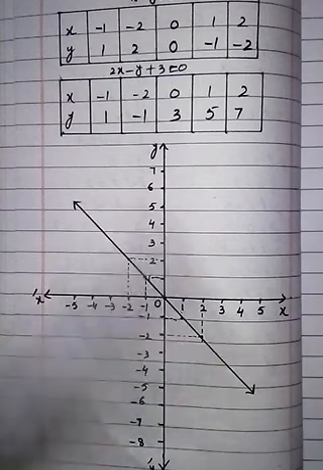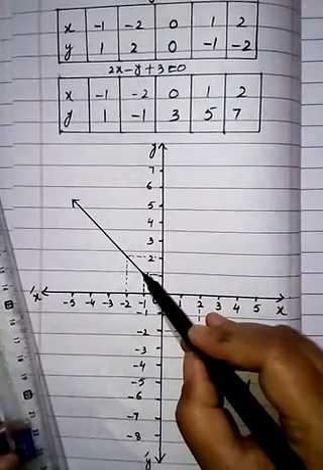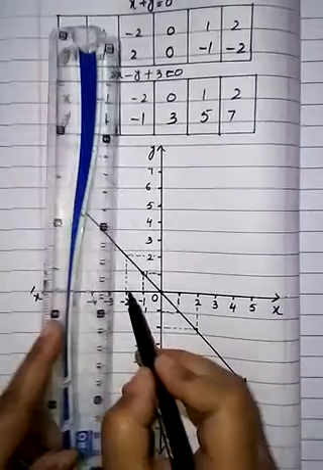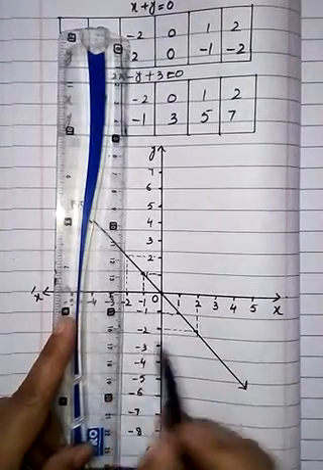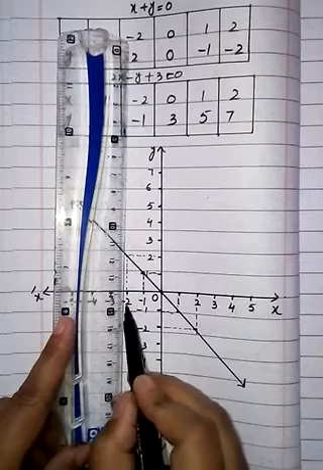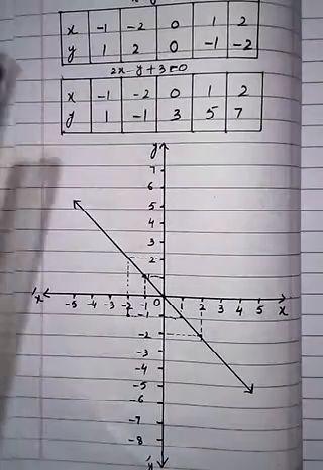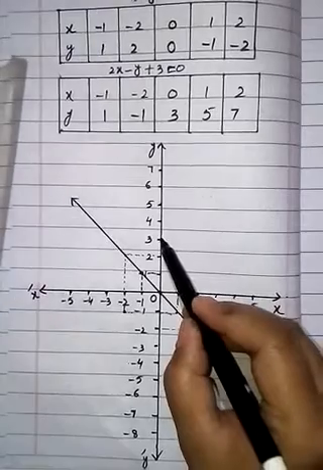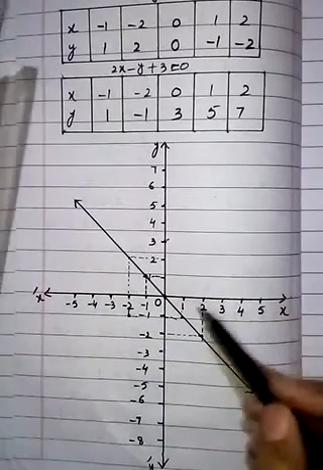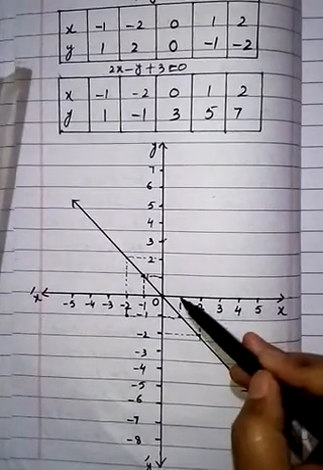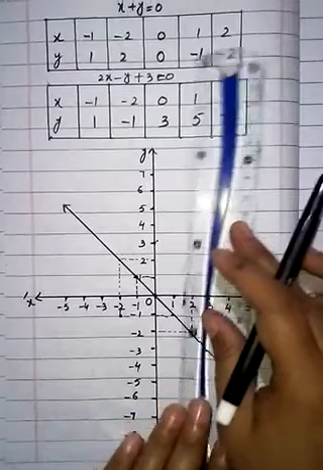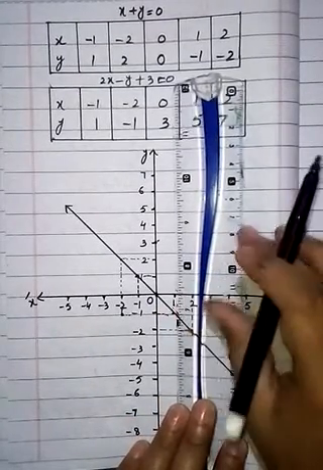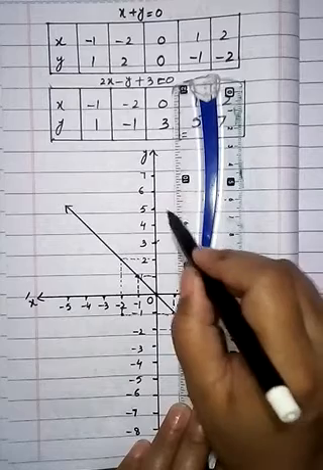Now x equals to minus 1, so y equals to 1. Same point is here. Now x minus 2 and y is minus 1. So this point you have to get here. Now third is x 0 and y 3. So you have to get this point. Now next is x 1 and y 5. So you have to plot this point up the x 1 and up to 5.